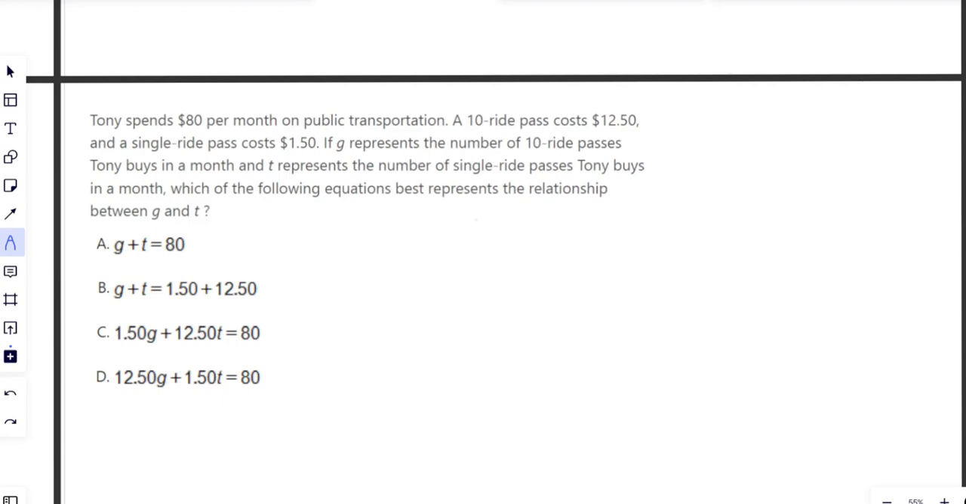Well, I know the total has to add up to $80 per month. And G is the number of 10 ride passes, whereas T is the number of single ride passes. So I would say that each 10 ride pass is going to be 12.50G, and a single ride pass is going to be 1.50T. And the total has to sum up to the total cost, which is $80 per month. After we formulate that, there's exactly one answer choice that'll match. That's answer choice D.